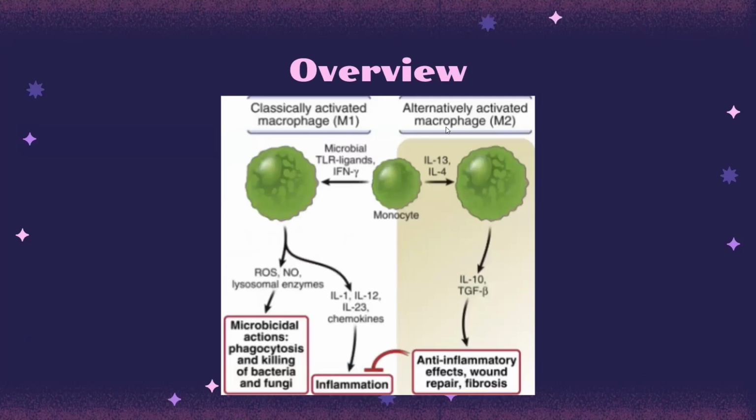And here's an overview of what that looks like for both of them, where the Th1 activated macrophages have different actions such as phagocytizing and killing any bacteria and fungi that have been consumed by the macrophage, as well as inflammation. But inflammation is also shared by Th2 activated macrophages, which are mainly for anti-inflammatory effects, wound repair, and fibrosis.